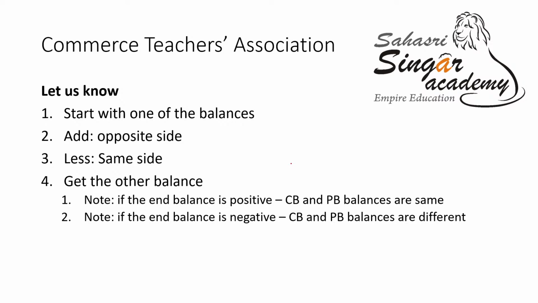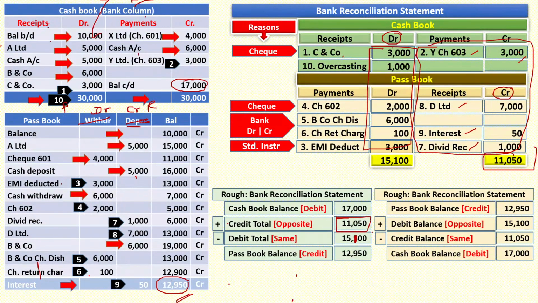Is that okay? So here, if the end balance is positive, cash book and passbook balances are the same. In this illustration, the end balances are positive, right? This is also positive, and after adding and subtracting we will get the positive balance. If the closing balance is also positive, starting also positive, ending also positive, it means both are the same. Positive means favorable balance, and this is also a favorable balance. Here also it is positive, favorable, and ending with a positive number, favorable.